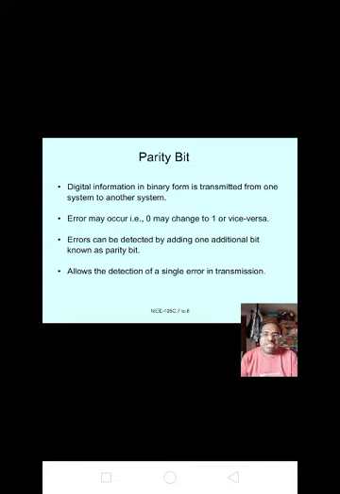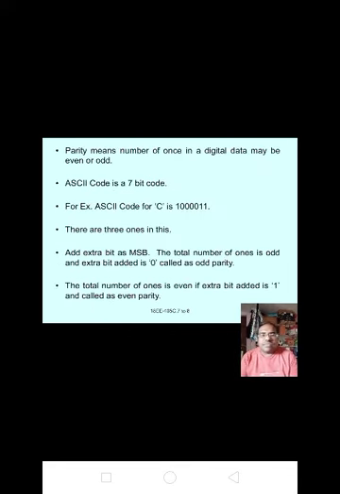Error may occur, that is 0 may change to 1 or vice versa. Next, errors can be detected by adding one additional bit known as parity bit. Please make a note of it. That is, errors can be detected by adding one additional bit known as parity bit. It allows the detection of a single error in transmission.